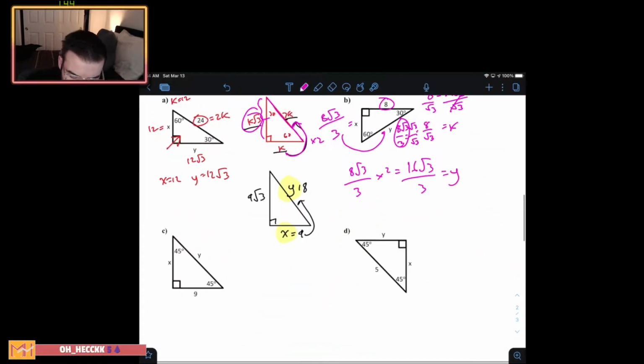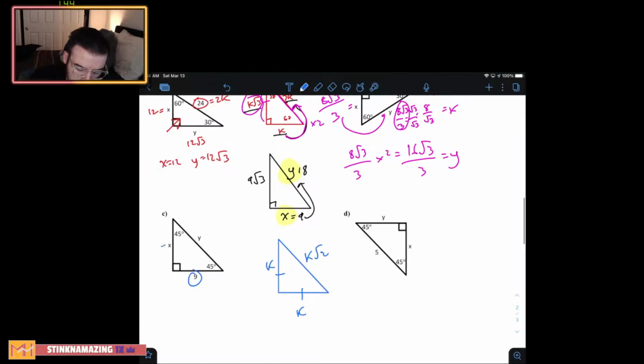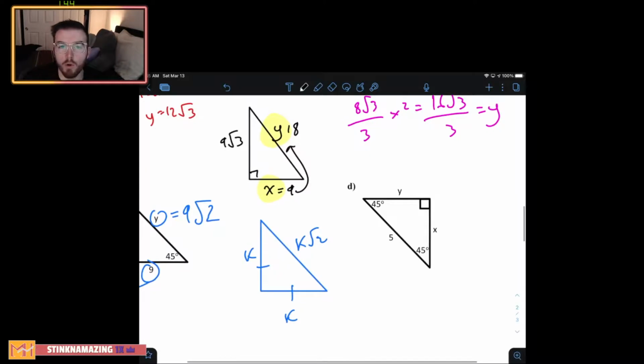So here is a 45, 45, 90 triangle. What do we know about 45, 45, 90 triangles? We know the legs are the same, and then the hypotenuse is k root 2. So if this is 9, and they're both 9, then y is equal to 9 root 2. When k is a whole number, it's so easy to see the pattern. But when k is not a whole number, we run into trouble. It's just a little bit more of a hiccup.